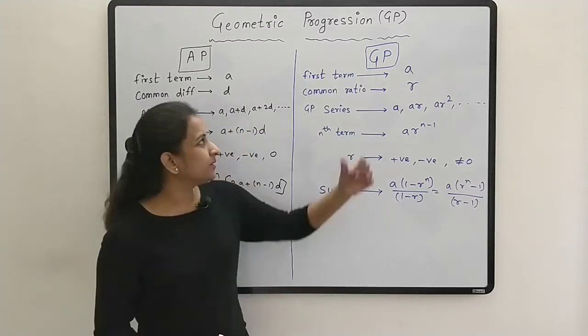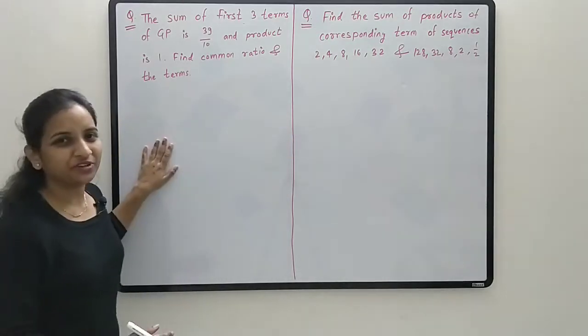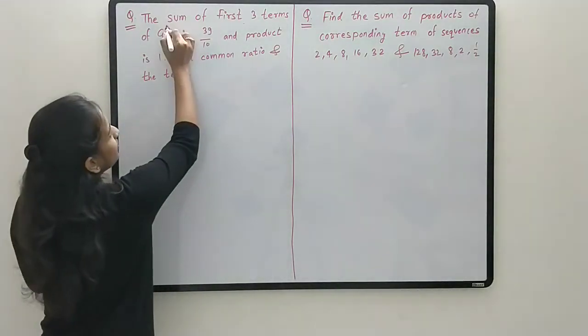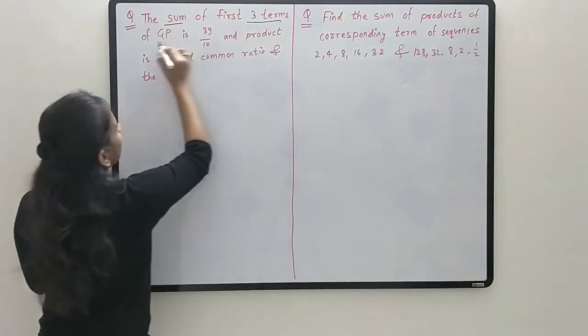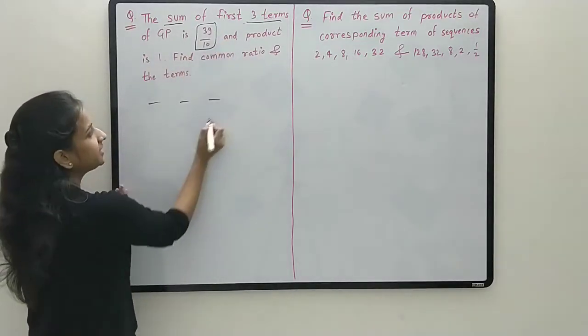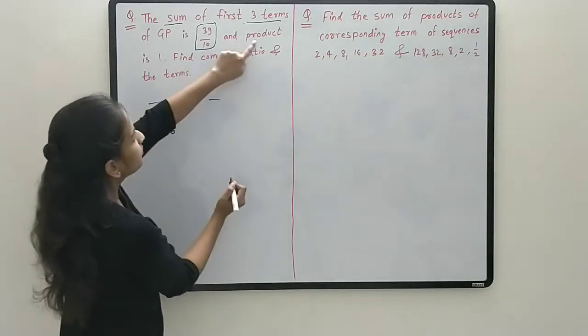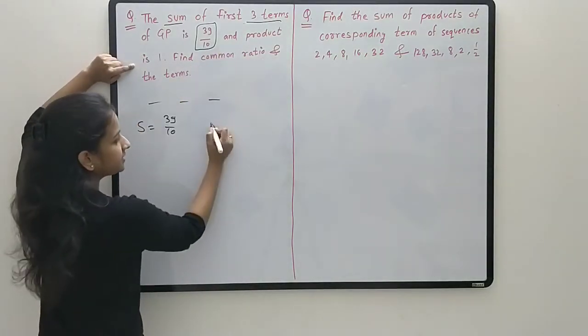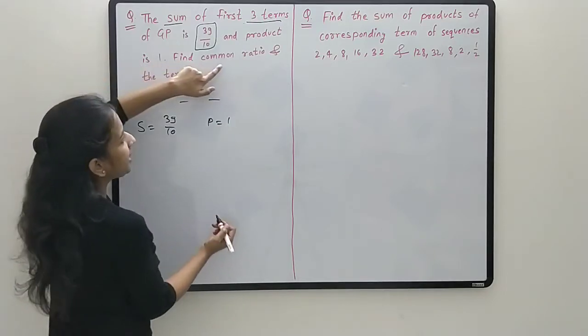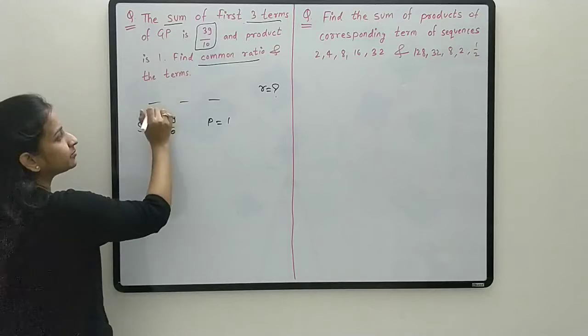Now let's solve few problems on GP series. Here I have taken two problems. Let's solve this first. See what is given? Sum of first three terms of GP is 39 by 10. So there are three terms of GP and sum of three terms is 39 by 10. And product is 1. So product of these terms is 1. Then we have to find common ratio. Okay, we have to find this and the terms.